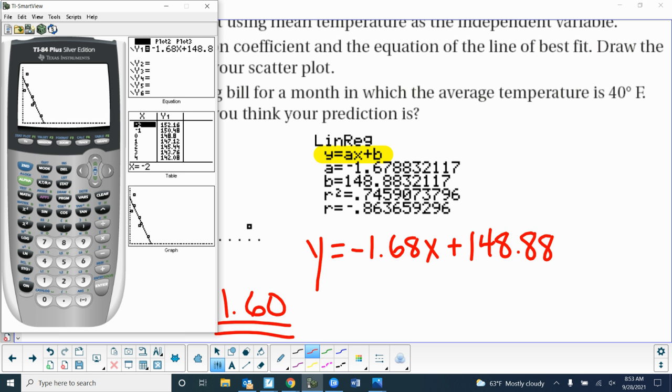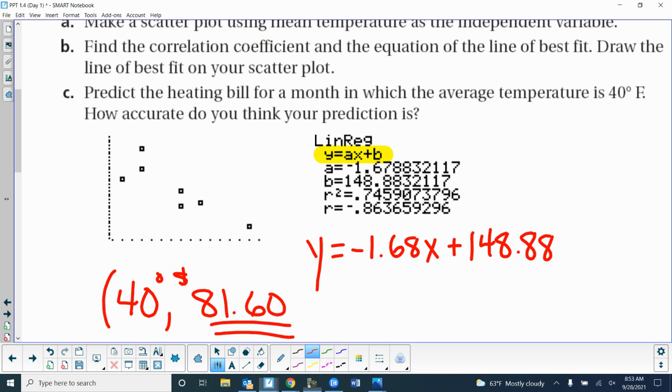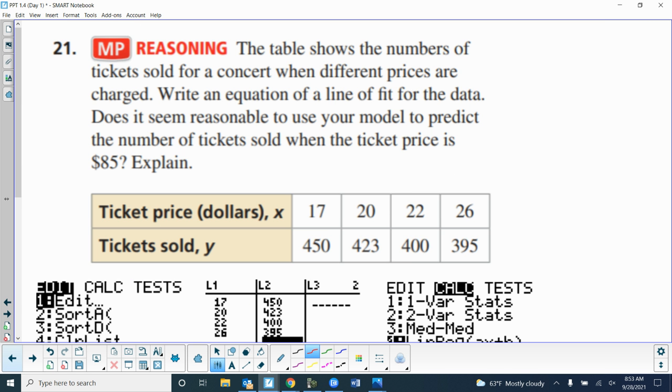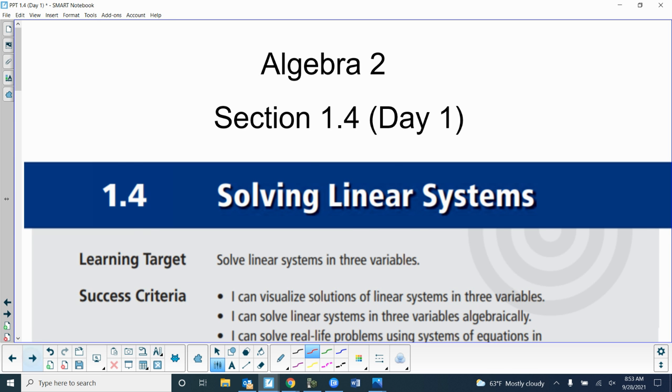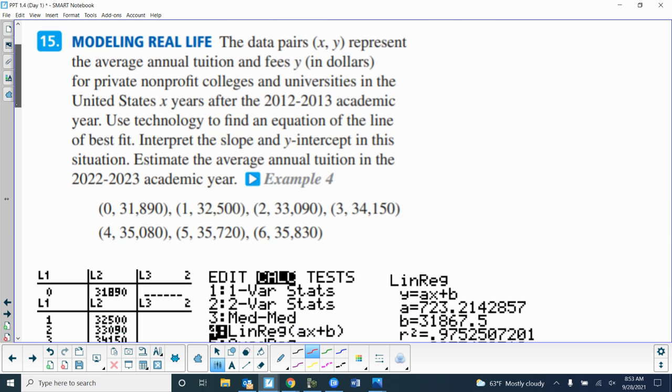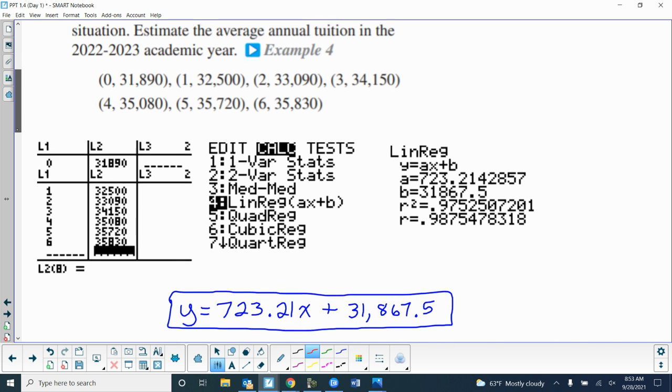Okay? Questions on the warm-up? That helped a little bit. Okay. Questions on homework? Any of those problems? I got them all here. All right. Here's 15. Okay.